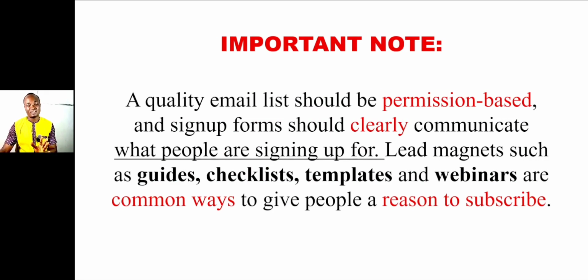A quality email list should be permission based. Take note of some of the keywords I highlighted here. It must be permission based, which means the person whom you are sending email must give you permission to do that. And they give you that permission during the period of opting in, right? For example, now you see all these network providers. Sometimes, most of the time, they send you messages for you to do this, do this.